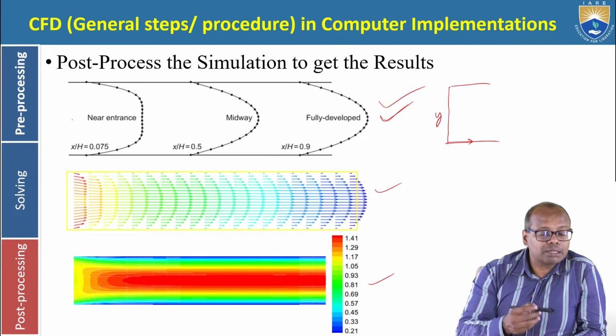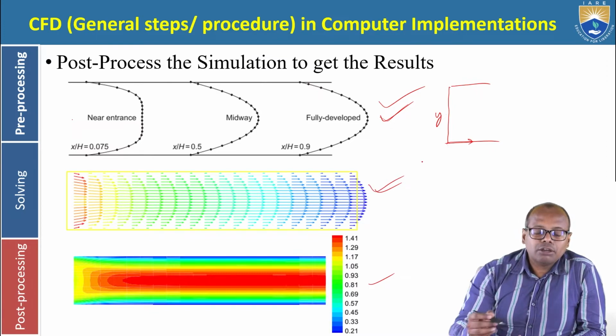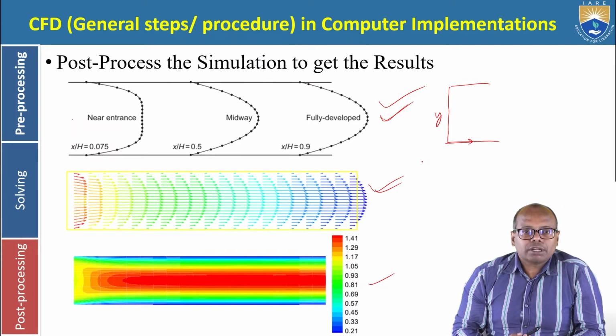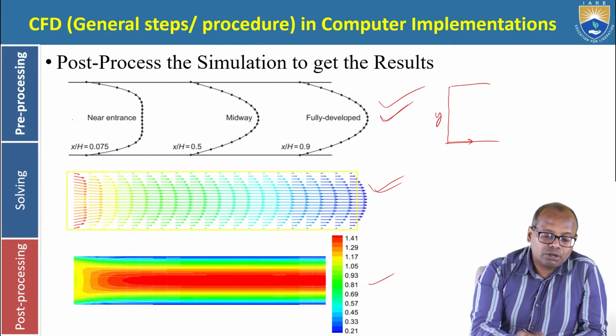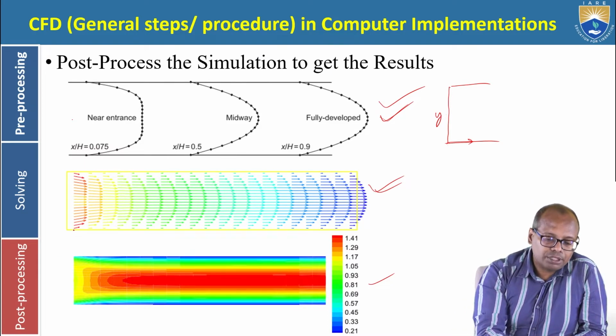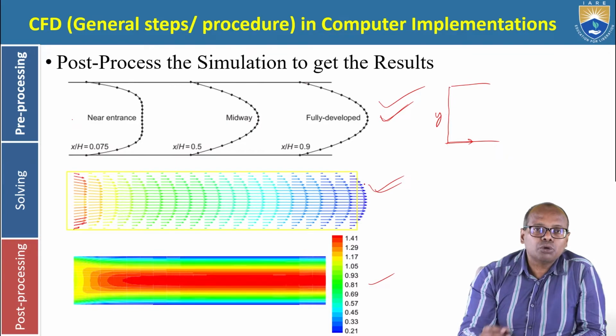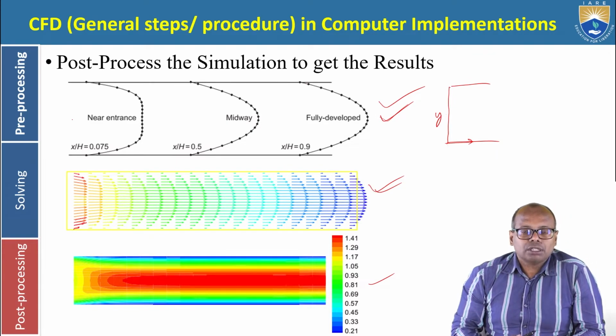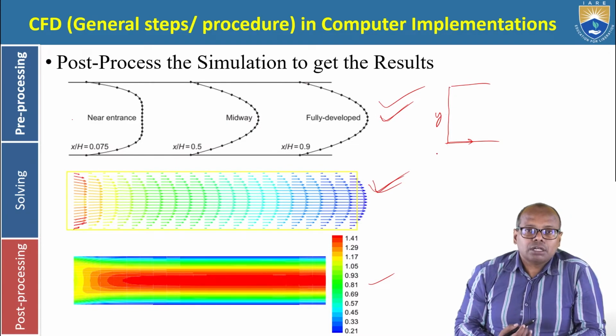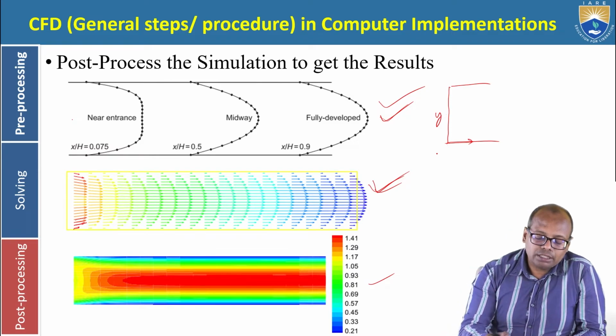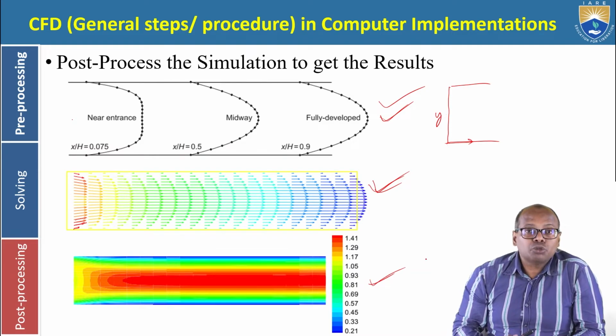Another way of showing the same results is the vector graph. Here, instead of putting the dots from bottom to top, I am representing the values with arrows, and the length of the arrow is proportional to the magnitude of the velocity. So this is called the vector plot, and this is called the contour plot.